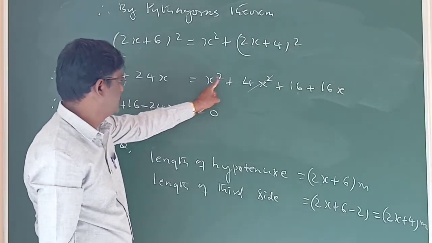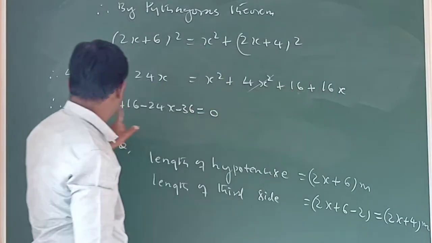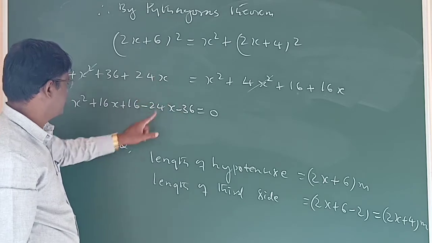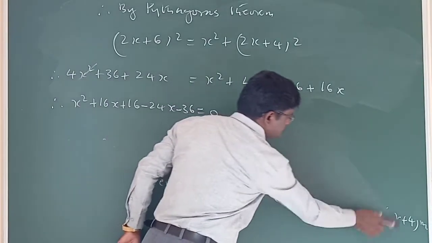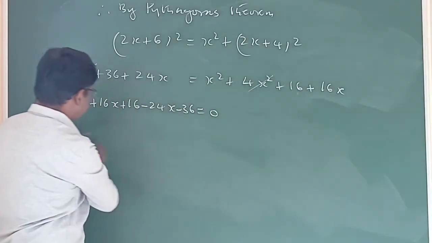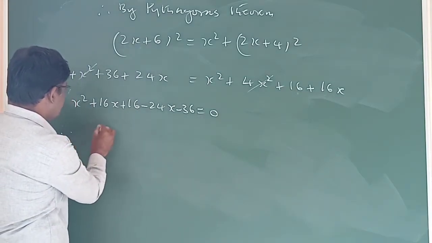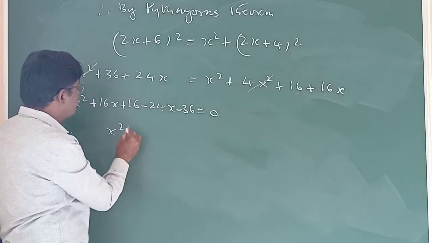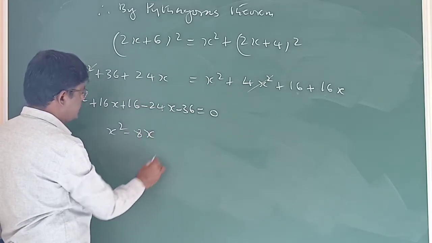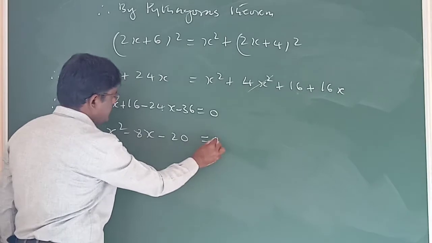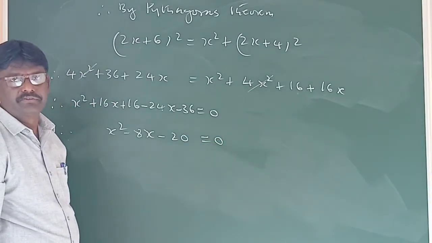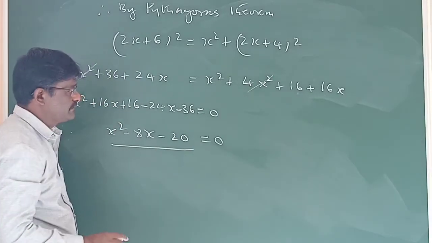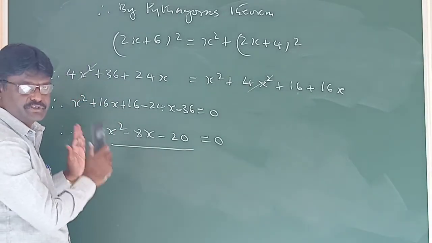x square plus 16x plus 16. Then plus becomes minus, plus becomes minus. Therefore, x square plus 16 minus 24 is minus 8x. Then minus 20 equal to 0. This is what we call the standard form of the quadratic equation of the given situation.